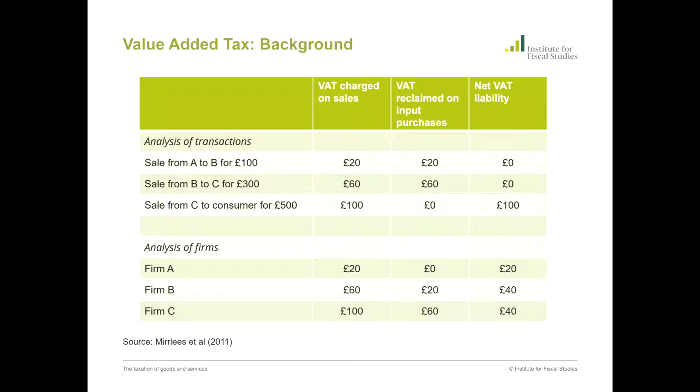However, if we analyse this from the responsibilities of firms in this supply chain, we see that each firm has some responsibility for remitting the tax to the tax authority. So firm A has charged £20 on its first transaction, has not reclaimed anything, so it sends £20 to the tax authority. And similar arguments for firm B and firm C, and we see that each firm sends part of the total tax liability to the tax authority, but only the consumption transaction has been taxed.